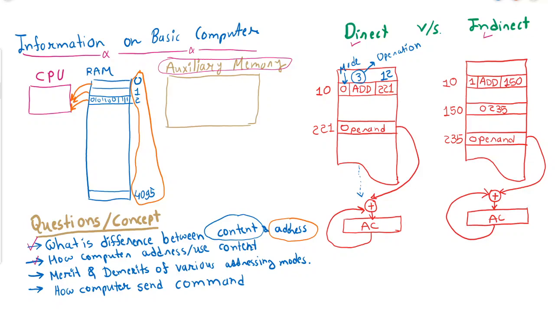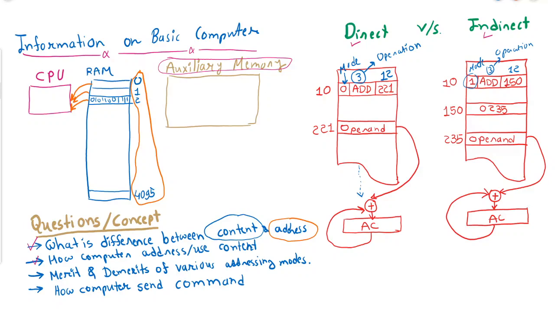Now, if the MSB, the most significant bit, is 0, that means the computer is directly addressing memory location 221. Now what will happen in indirect? As you can see, 12 bits we will use for the address, here we will use the MSB for the mode, and 3 bits we will use for the operation. As you can see, the size of the instruction is the same in both instruction codes, but here the value of the MSB is 1. So let us understand what this means.